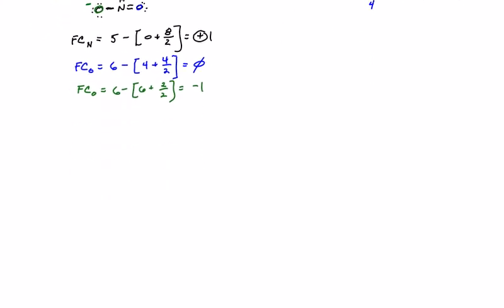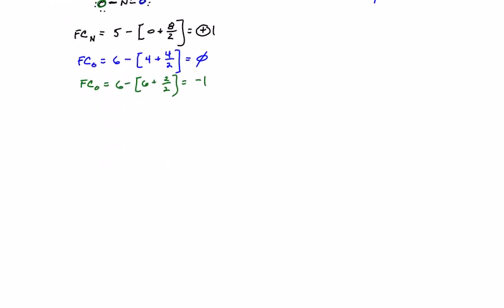Now, one last thing I want to look at with Lewis structures is how we're going to deal with exceptions to the octet rule. There are 3 major exceptions that we need to look out for. The first one is called the incomplete octet. We see this in a couple of different compounds.